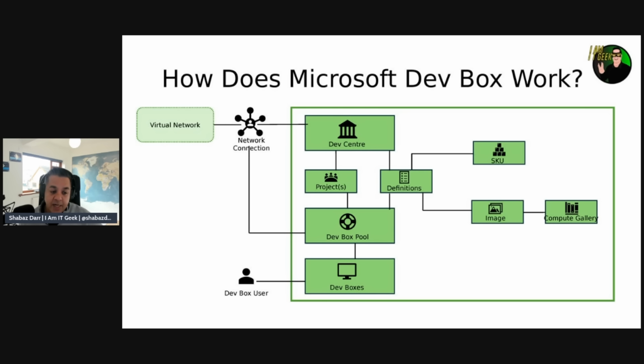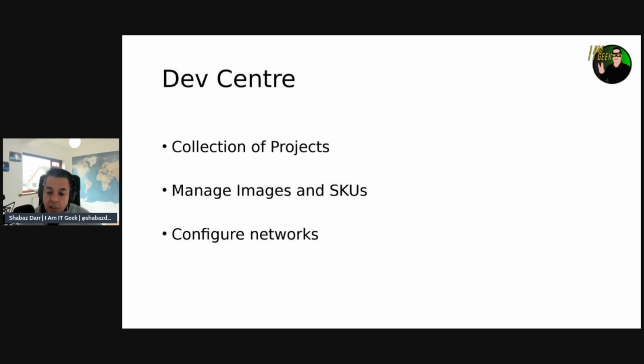We're going to start off by talking about Dev Center specifically. Dev Center is essentially a collection of projects that require similar settings. Dev Centers enable platform engineers to manage the images and the VM SKUs available to the projects by using DevBox definitions, which we're going to look at at the end of this episode in the demo. They also allow them to configure the networks that the development teams consume by using network connections, and we've already covered network connections in an earlier demo as well.